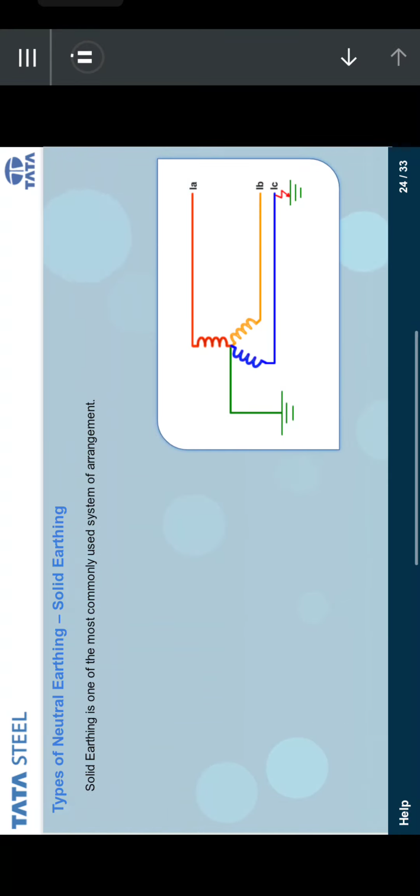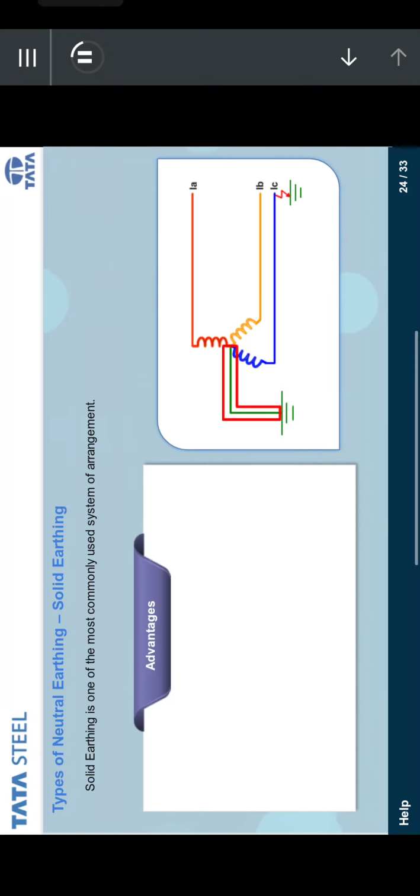Solid earthing is one of the most commonly used system arrangements. In this type of grounding, the star point is directly connected to the ground, as you can see in the diagram here. Solid earthing has many advantages.